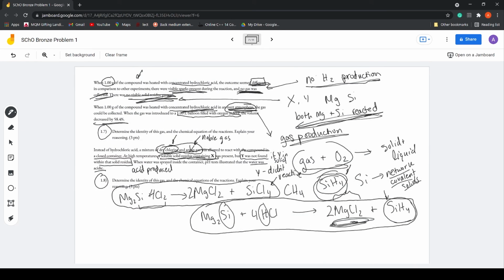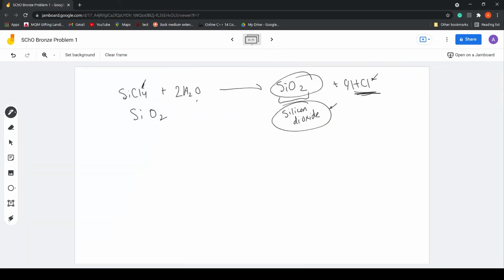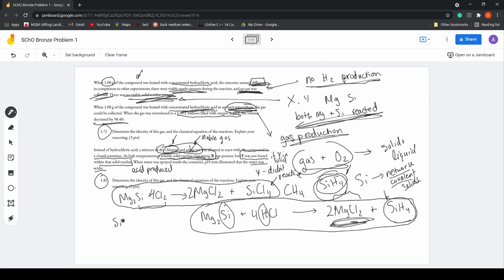So that was 1.8, right? Our final reaction was SiCl4 plus 2H2O goes to form SiO2 plus 4HCl. And if we want to go back and look at this clue, right? We said that when we had this gas, the gas SiH4, introduced into a 1 liter balloon filled with oxygen at STP, the volume decreased by 58.4%.